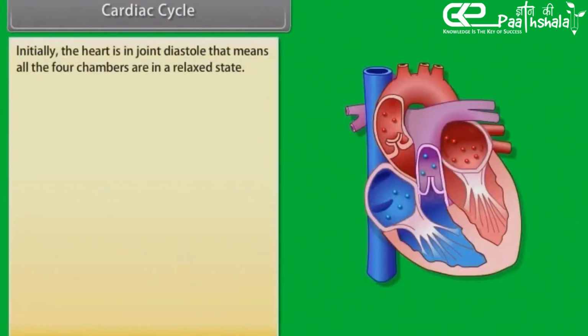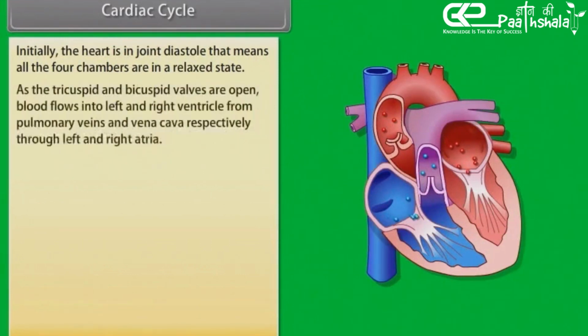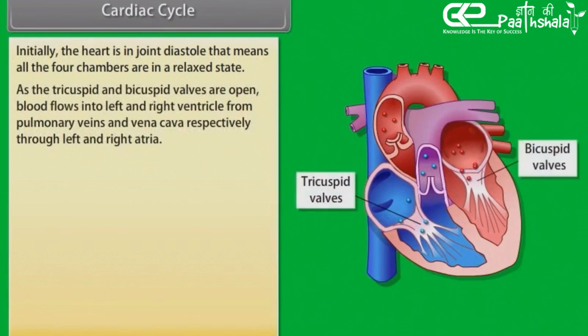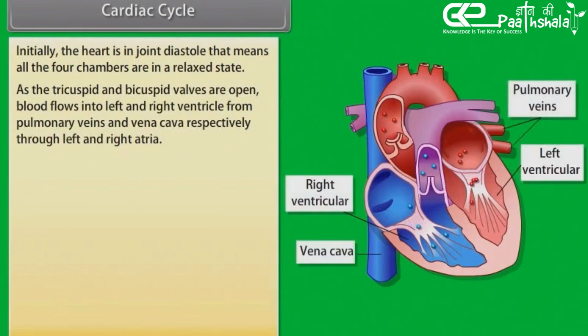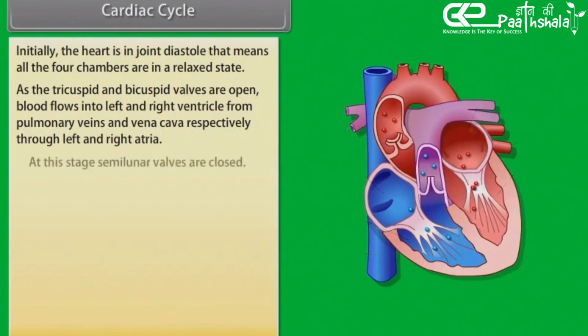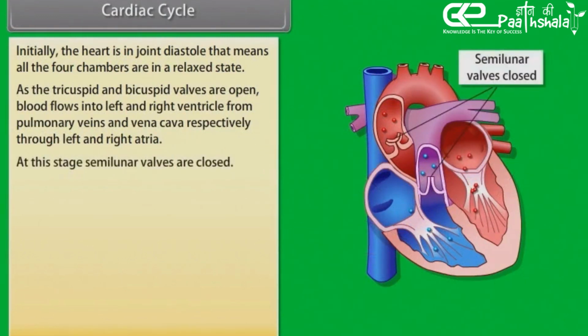Cardiac cycle. Initially, the heart is in joint diastole, that means all the 4 chambers are in a relaxed state. As the tricuspid and bicuspid valves are open, blood flows into the left and right ventricle from the pulmonary veins and vena cava respectively through the left and right atria. At this stage, semilunar valves are closed.